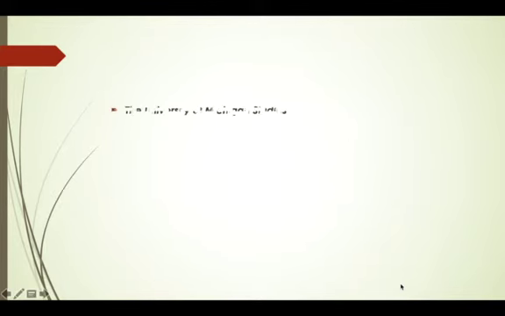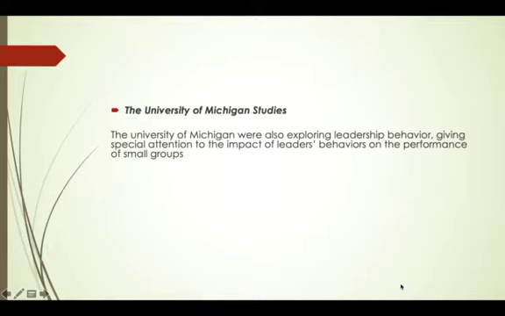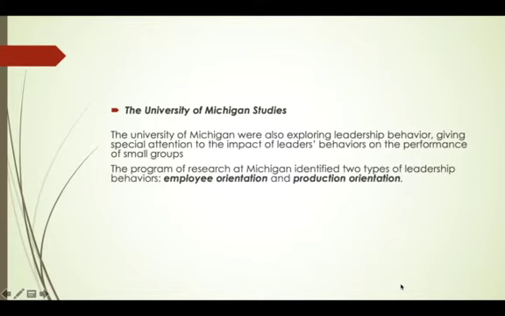The second study is the University of Michigan studies. The University of Michigan researchers were also exploring leadership behavior, giving special attention to the impact of leaders' behaviors on the performance of small groups. The program of research at Michigan identified two types of leader behaviors: employee orientation and production orientation.